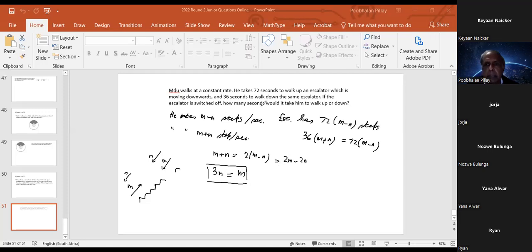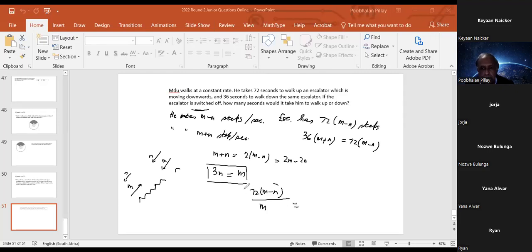Right. So the question is now, how many seconds would it take him to walk up or down if the escalator is switched off? So now he's not fighting the escalator, right? So it covers m steps per second. And we know that the total number of steps that the escalator has got is 72 into m minus n. This is the total number of steps he has to climb up. He's taking m steps per second, and you want to know how long it will take. So you have to divide, because you got so many steps altogether, and in 1 second, you can do m steps. If you want to see the time it takes, you just have to divide.